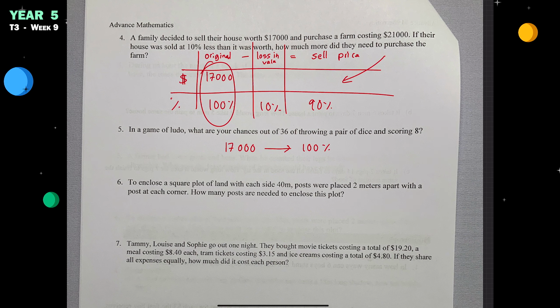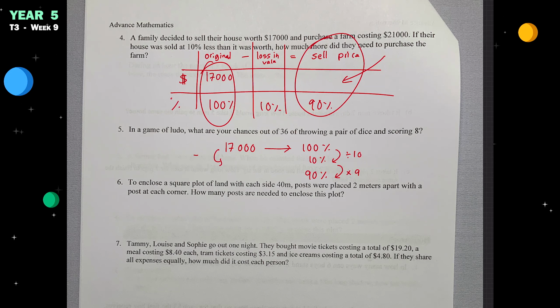Now we want the sell price. We want to get to 90%. Okay, I want to know how much that is. So let's just go from there to 90%. How do I go to 90%? I can't just do one jump like that. I must do 2 jumps. I'll go down to 10%, then I'll go to 90%. So for 10% I'll divide by 10, and to go from 10 to 90 I times it by 9. Let's do the same thing here. Divide it by 10 and times it by 9.